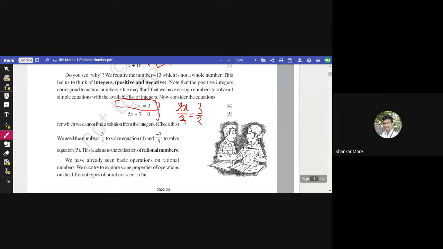Similarly for the second equation, अब ये जो यहाँ पे सेकंड इक्वेशन लिखा है, इसकी अगर आप वैल्यू फाइंड आउट करोगे तो आपको वैल्यू मिलेगी -7/5.